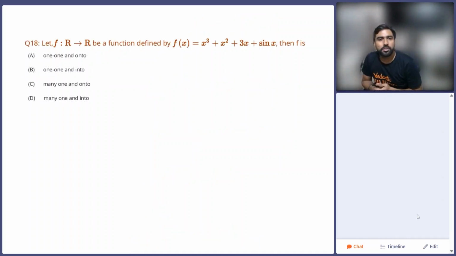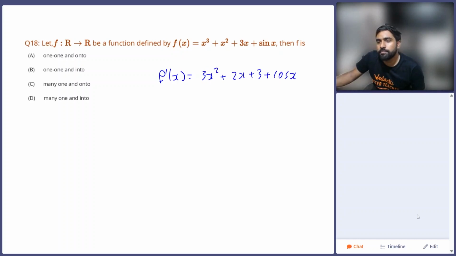Okay, standard function looks like it. I don't think there should be a problem. If you differentiate, what are you getting as f dash of x? It will be 3x squared plus 2x plus 3 plus cos x.